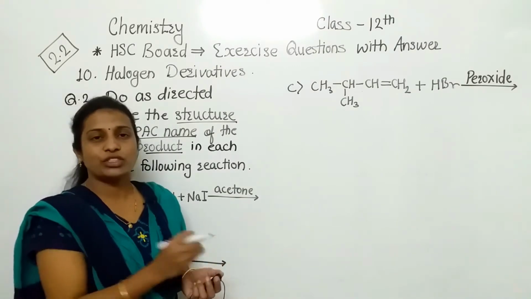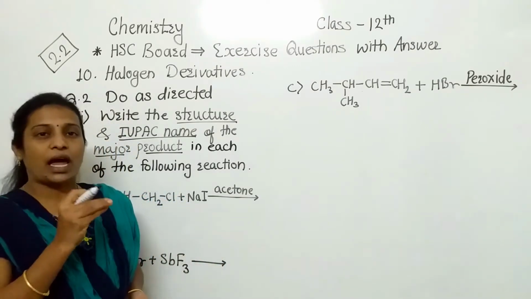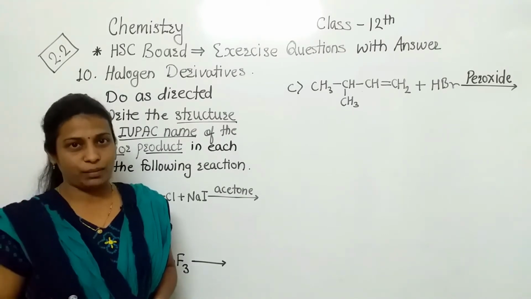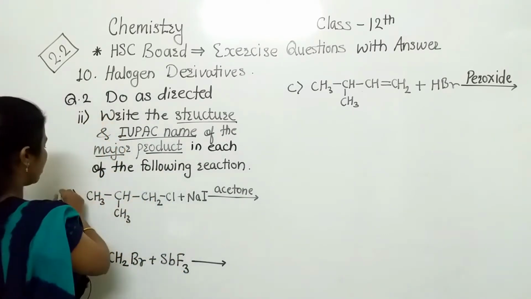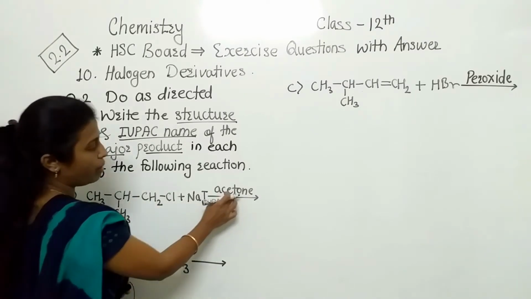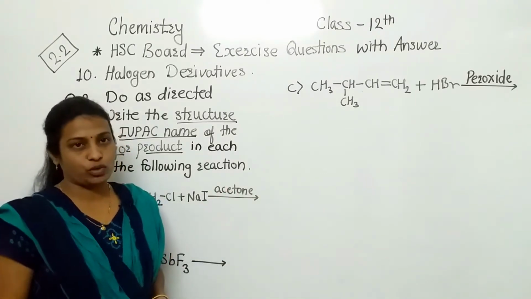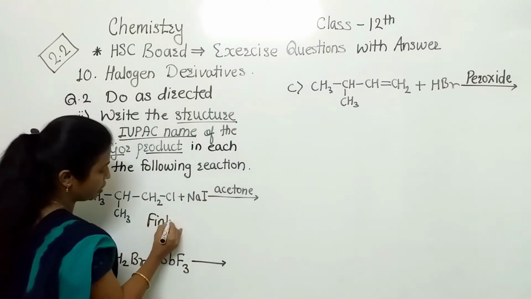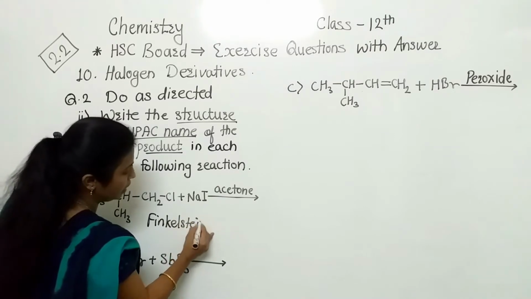Means in this question 5 reactions are given and we have to write the correct major product as well as its IUPAC name also. So in that first reaction is, this is the reactant, it is treated with the sodium iodide in presence of the acetone. Hope so everyone remember that this is the Finkelstein reaction.